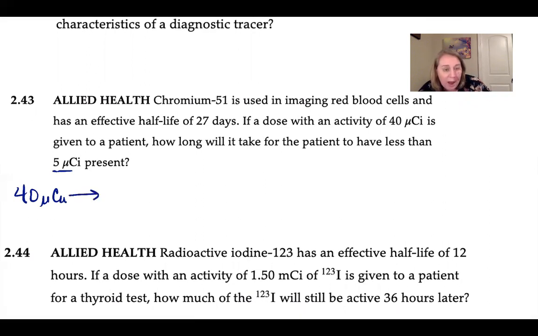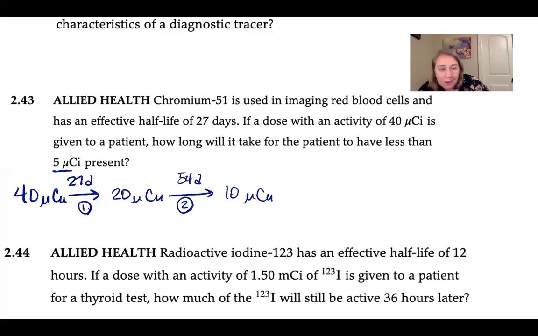So if I do one half-life, here's my first half-life, that's going to be 27 days. I'm going to take 40, divide by 2, I get 20 microcuries. Am I at 5? Not yet, I've got to keep going. So I'm going to do a second half-life. That second half-life is another 27 days. So now I'm up to 54 days. Okay? So half is 10 microcuries. We're still not to 5. So we've got to do another half-life.